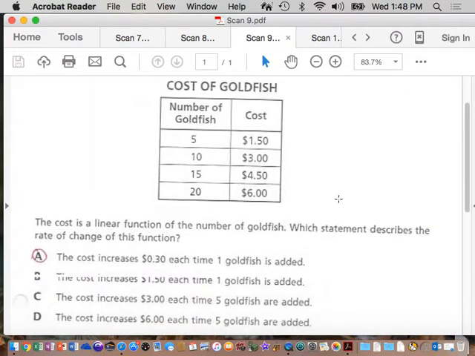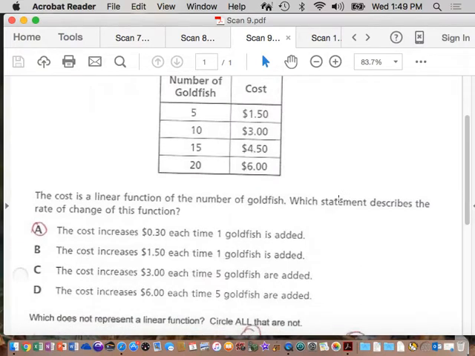Okay, goldfish question, this was on a couple of years ago. And it goes, look, I go up 5 goldfish, I go up $1.50. I go up another 5 goldfish, I go up another $1.50. So 5 goldfish into $1.50 is 30 cents each.